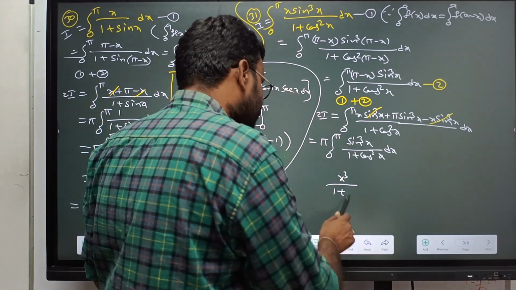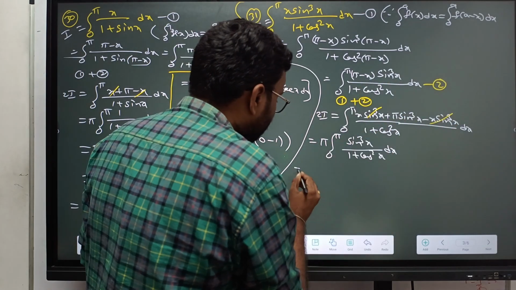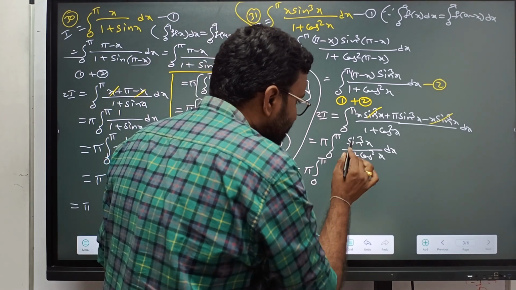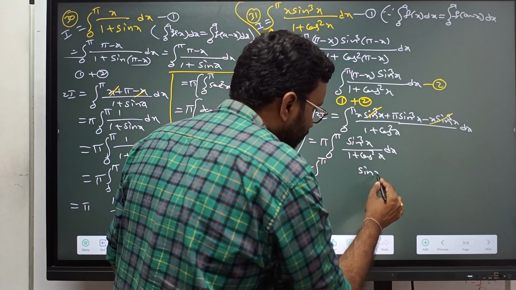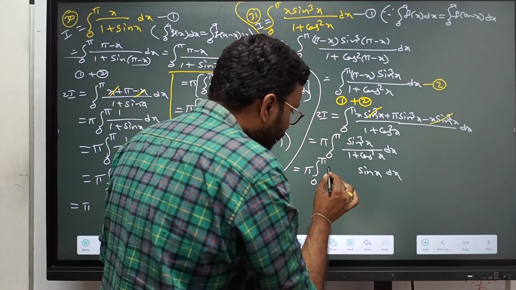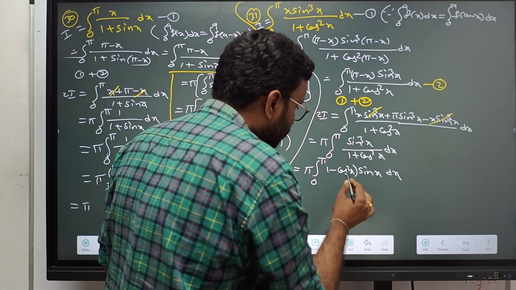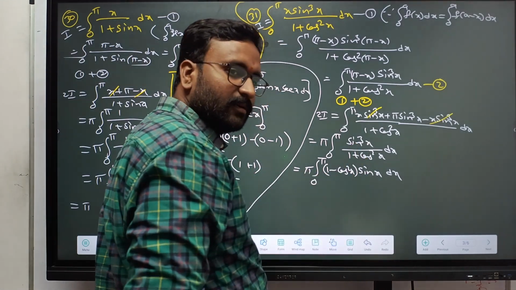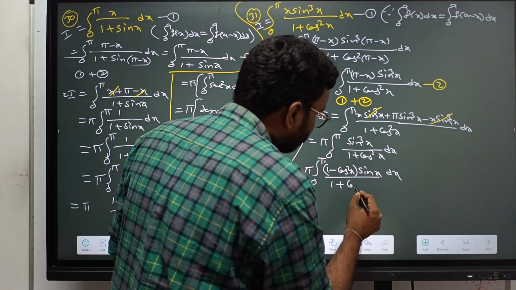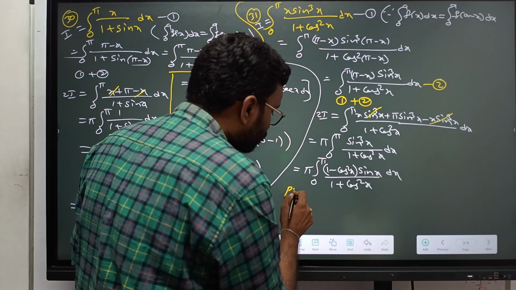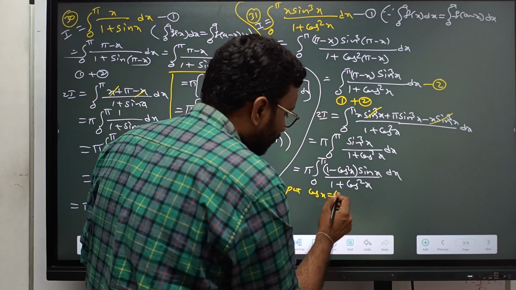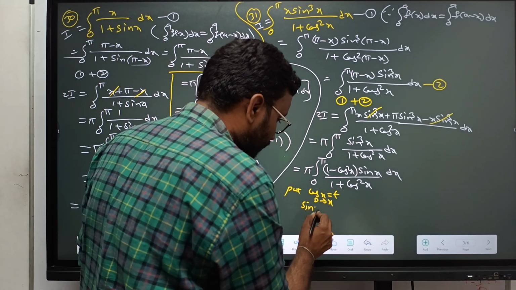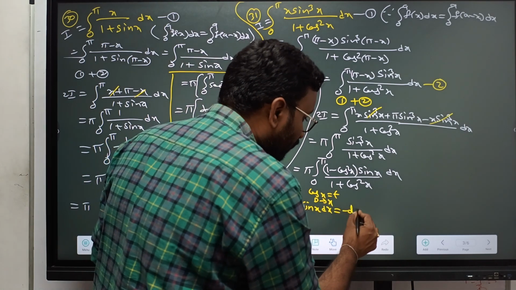Now what I am doing, I am writing pi integral 0 to pi sine cube x as sine square x into sine x. We can write sine x dx, with one more sine square x there. I am writing 1 minus cos square x, since 1 minus cos square x is sine square x. So sine square x I am writing as 1 minus cos square x by 1 plus cos square x. Now put cos x equal to t. Differentiating with respect to x, the derivative of cos x is minus sin x dx. We need only sin x dx, that is equal to minus dt.